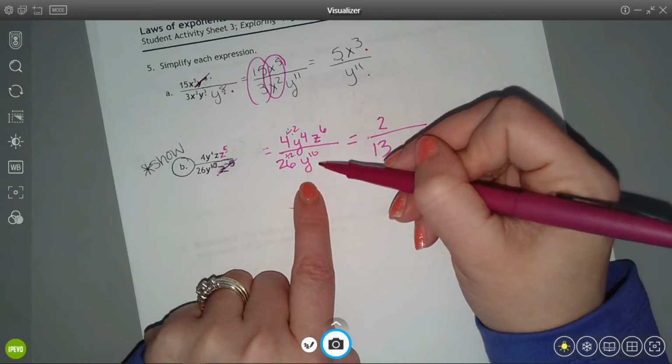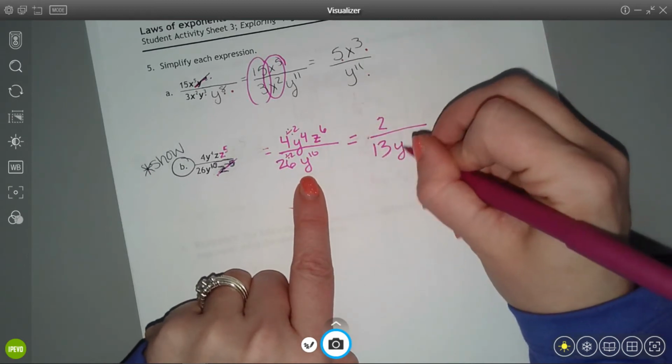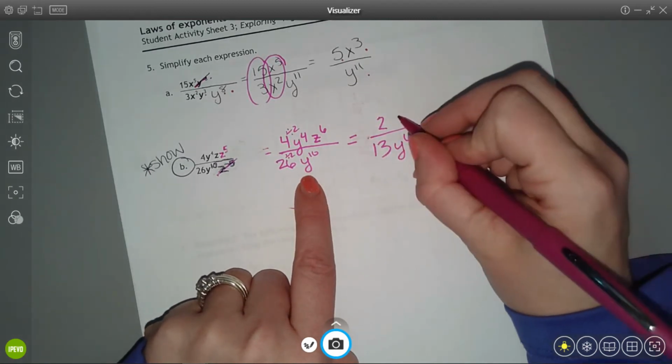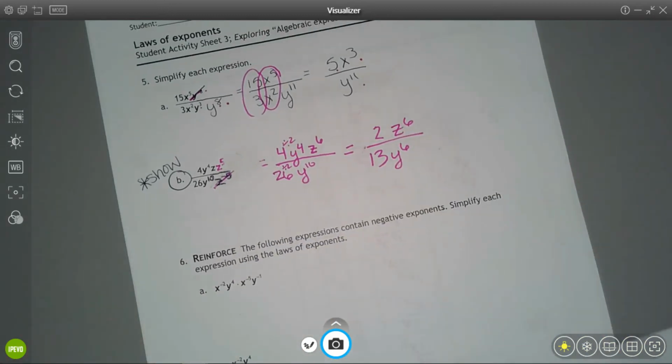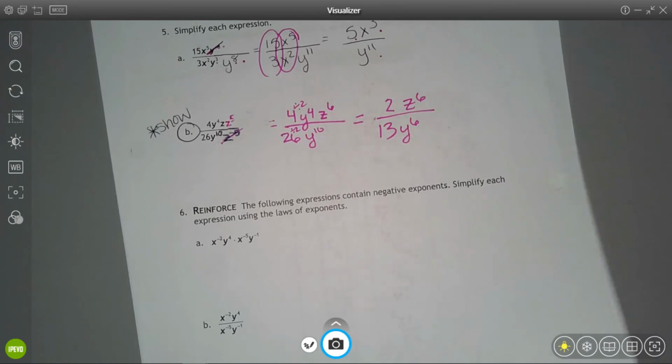My y's, they are bigger on the bottom by 6, and all of my z's are on top. Okay? You'll go ahead and do those reinforced problems with your teacher.